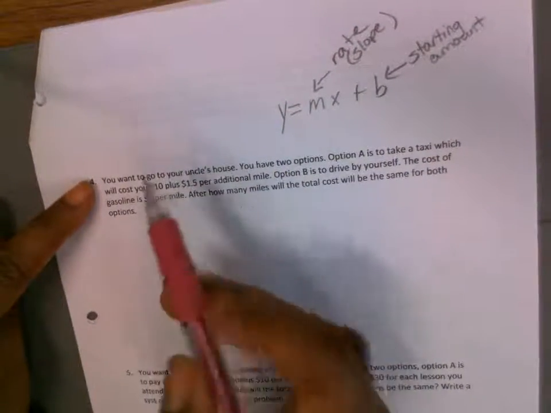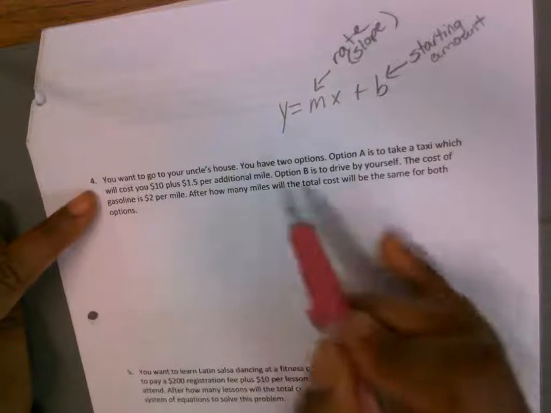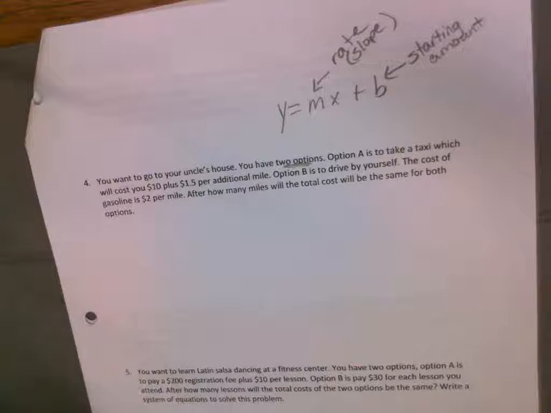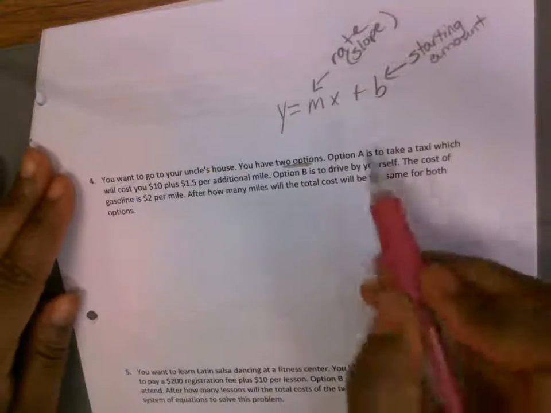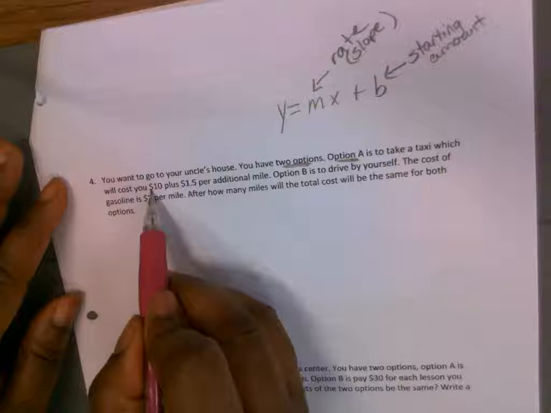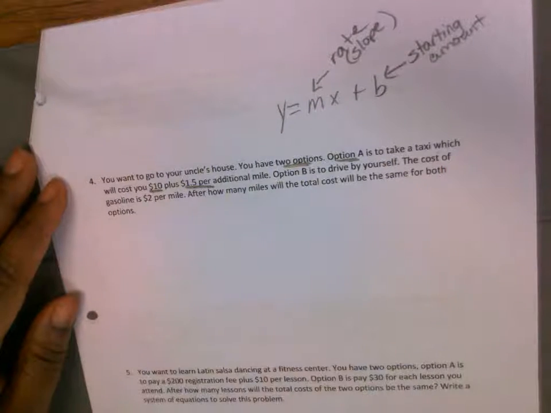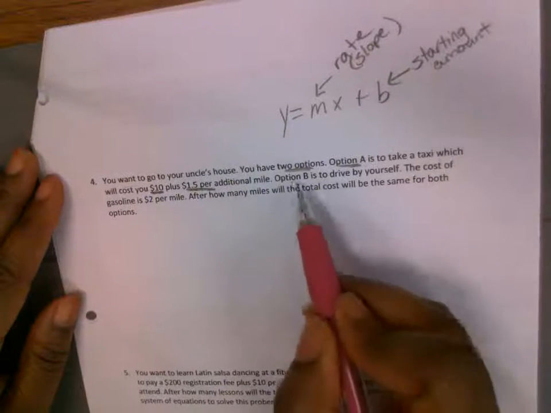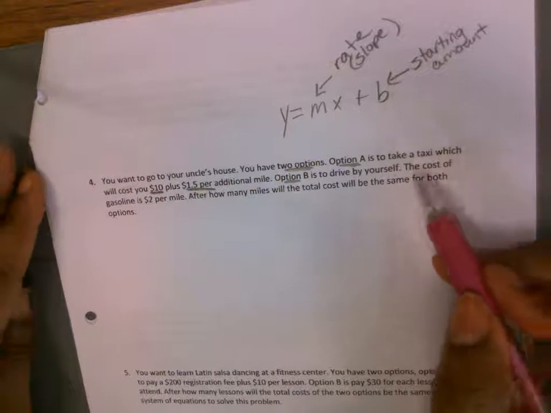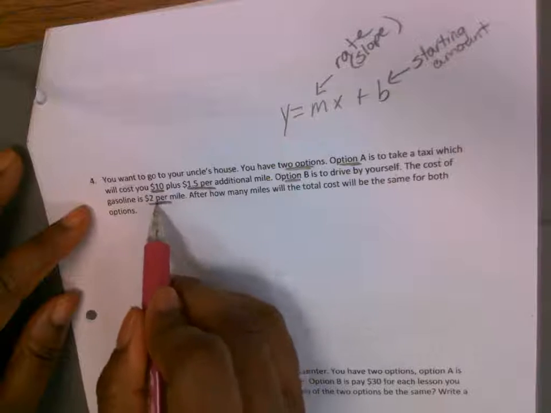So this is what this says. It says, you go to Uncle's house, okay? You want to go to Uncle's house. You have 2 options. That's already telling you that we're going to be writing 2 equations, okay? Option A is to take a taxi, which will cost you $10 plus $1.50 per additional mile. Option B, you're going to drive yourself. That means you don't have to pay somebody else. You're going to drive yourself. The cost of gasoline is $2 per mile.